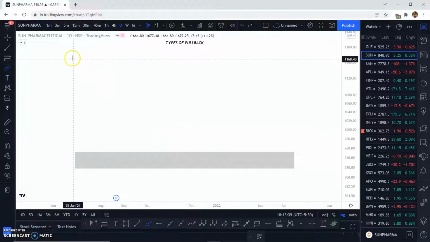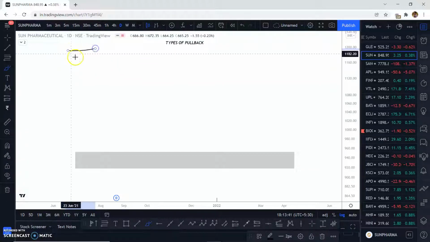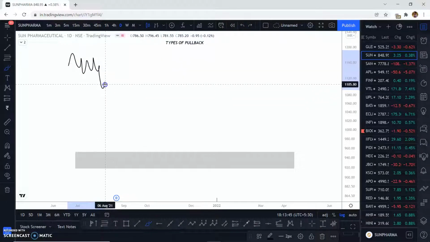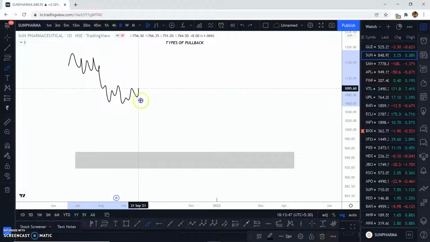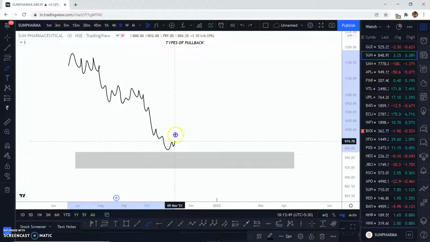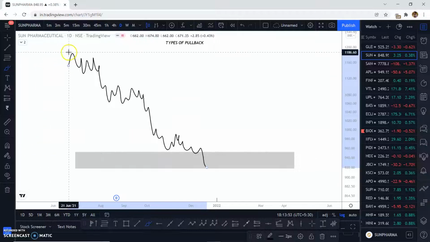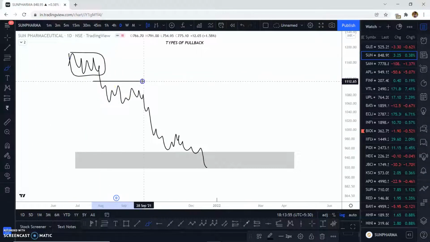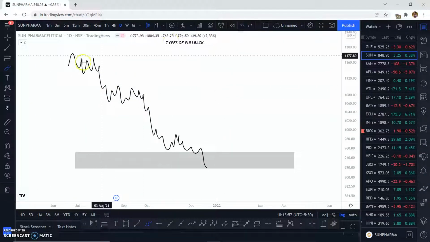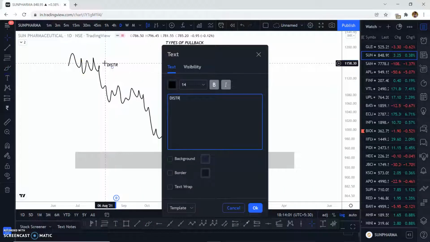So let's say the price is falling this way. There is a lot of consolidation, the price is falling. There's a lot of consolidation, and the price falls like this. So what do you think this consolidation is? This consolidation is nothing but distribution.